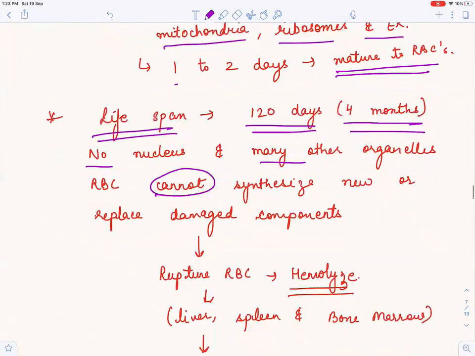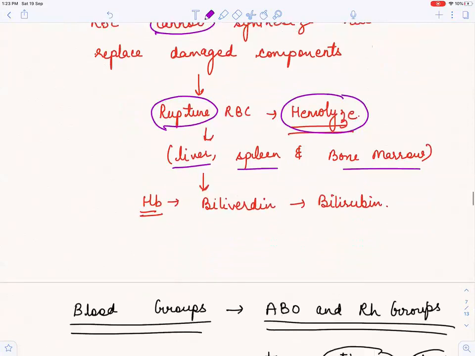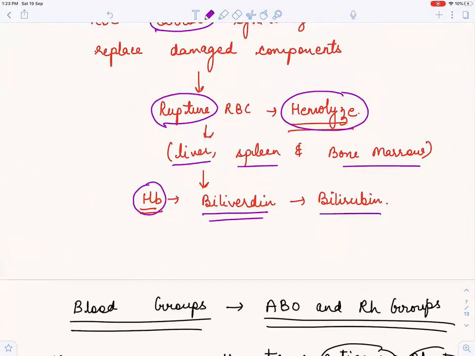So what happens? It ruptures, and this rupturing of RBC is known as hemolysis, and this occurs in the liver, spleen, and bone marrow. And the hemoglobin part, the heme part, is converted into biliverdin and then into bilirubin. We'll study this whole process in detail.